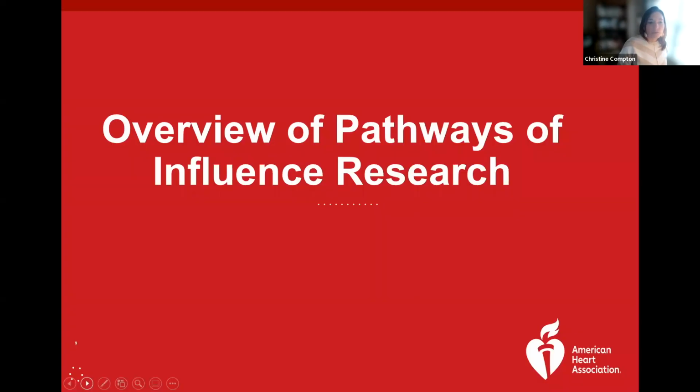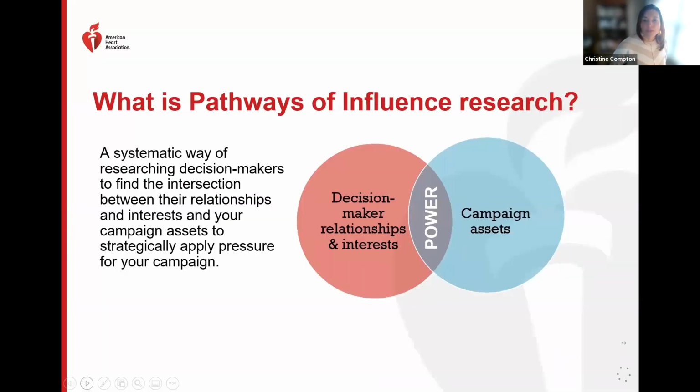So just a little overview as we get into things. What is the Pathways of Influence research? It's a systematic research of decision makers to find the intersection between their relationships and interest in your campaign assets to strategically apply pressure for your campaign. Those intersections of your campaign assets and those decision maker relationships and interest are where your power is. That's where you can really lean in and apply that pressure to those decision makers to help change how they're thinking or get them to support what you're trying to influence or change.